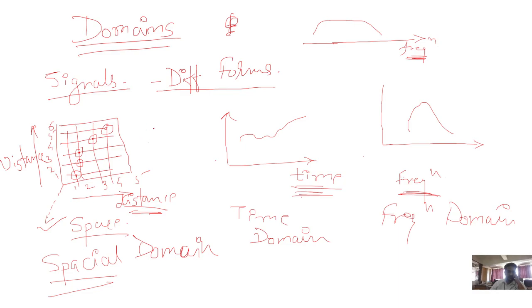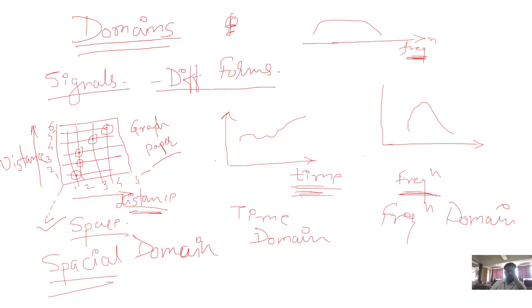This was our graph paper. On that, we had actually plotted some dots, and then we connected them, and that was a representation of a signal in space. Space is just in terms of distances, and that is called the spatial domain.